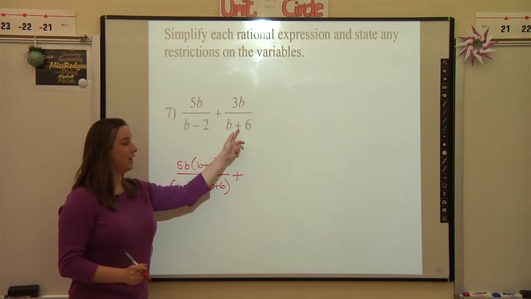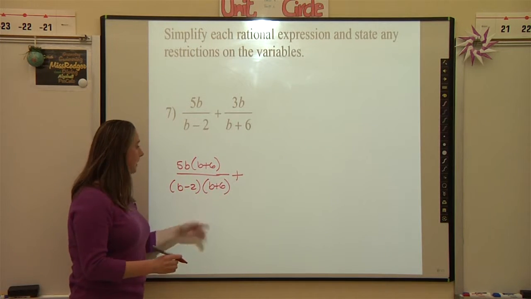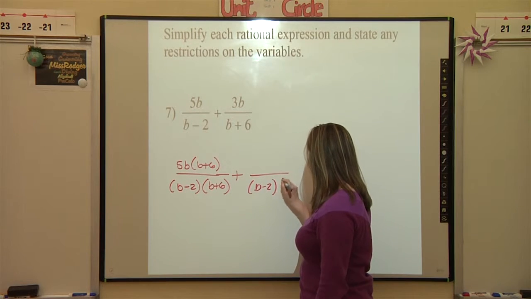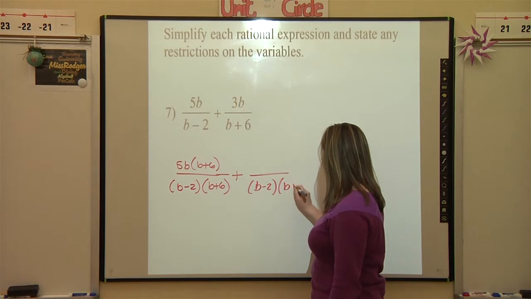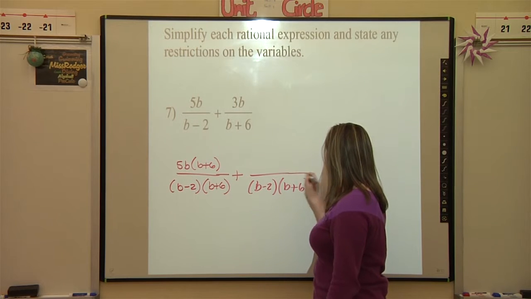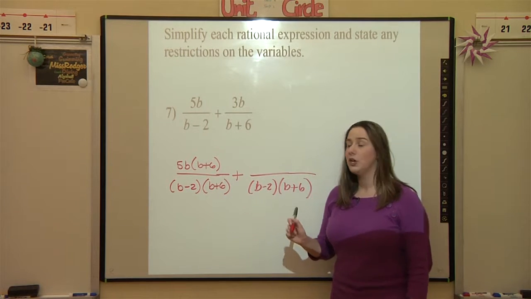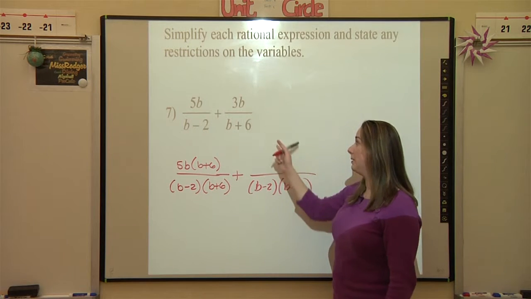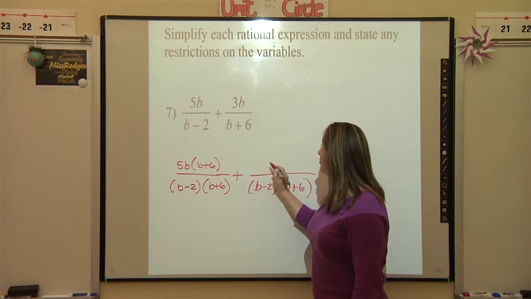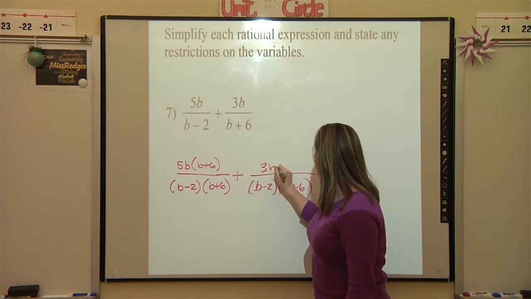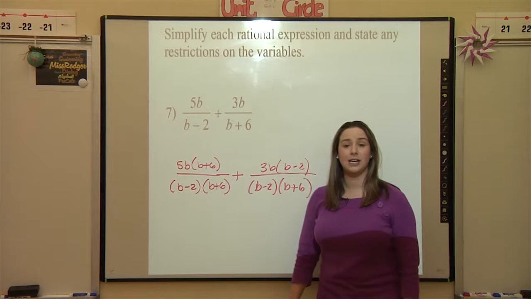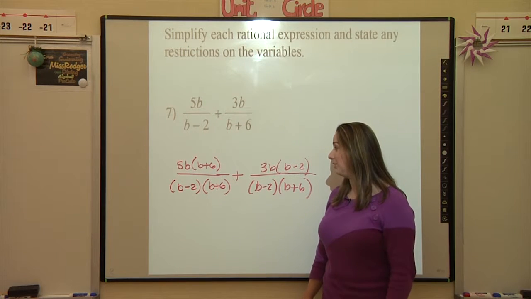For this fraction, I need to get a common denominator again of b minus 2 and b plus 6. I already have a b plus 6, so I need to multiply this ratio by b minus 2 over b minus 2. So in the numerator, I'm going to have 3b times b minus 2. And this is a strategy that can be used in order to get common denominators.